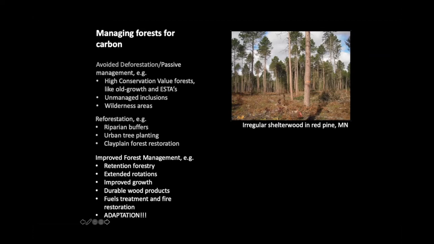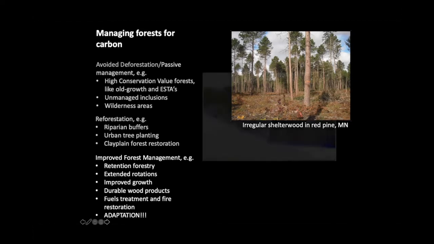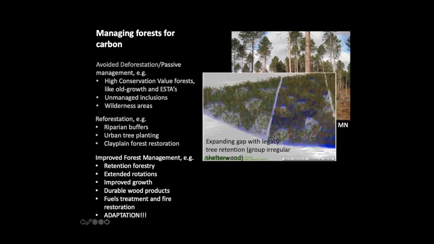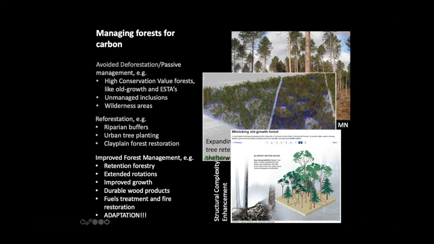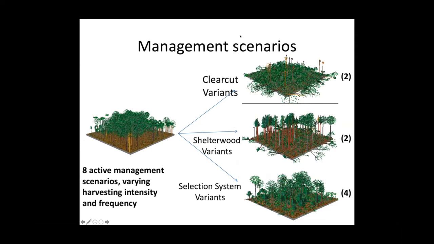So everything from irregular shelterwood systems or multi-aged or multi-cohort systems that many of you might be familiar with, such as this picture here showing irregular shelterwood in Minnesota. And we can just click through these maybe a little bit, to the Femelschlag or expanding gap, group irregular shelterwood with legacy tree retention that Bob Seymour and others have experimented with up in Maine, to an approach I've tried in Vermont called structural complexity enhancement. All of these things add carbon storage to the landscape over the course of multiple rotations or entries.